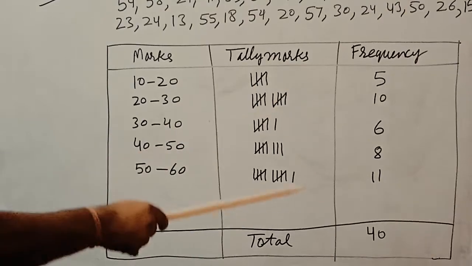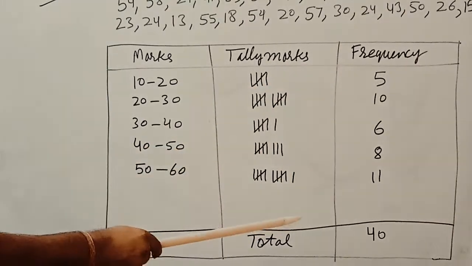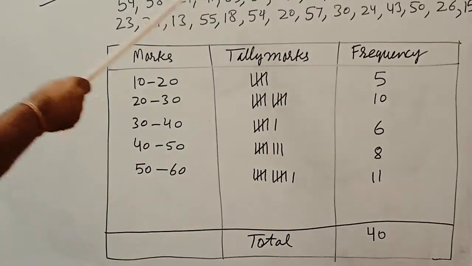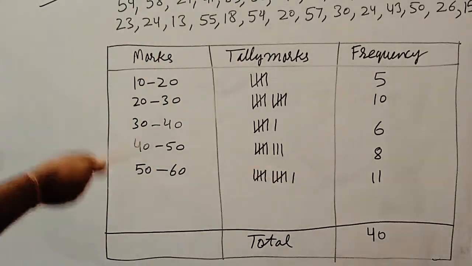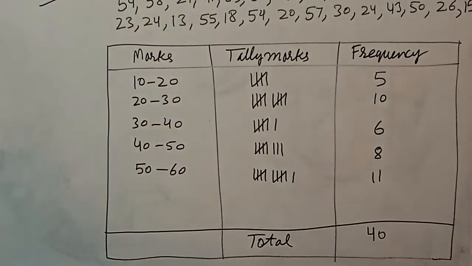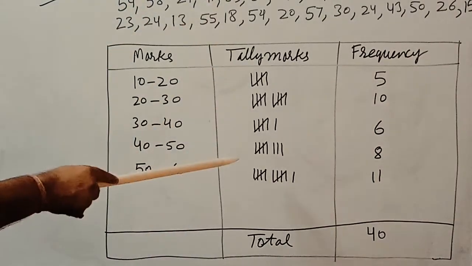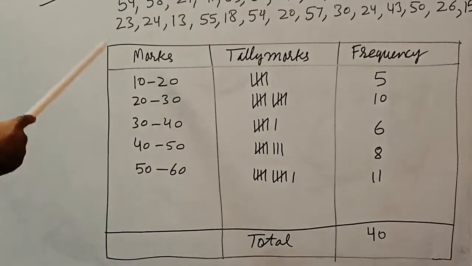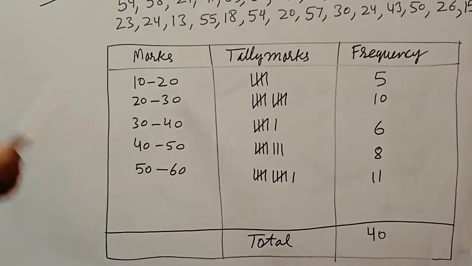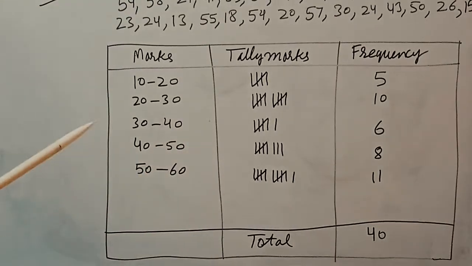So find the total, that is 40. Remember that 40 should be equal to this one. If that is not equal to this one, that means you have made some mistake in counting the data. So in that manner you will make a frequency distribution table with a group.